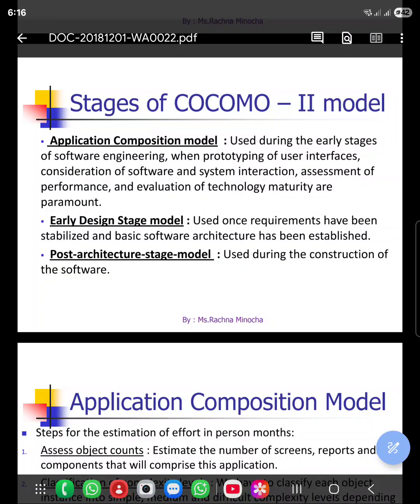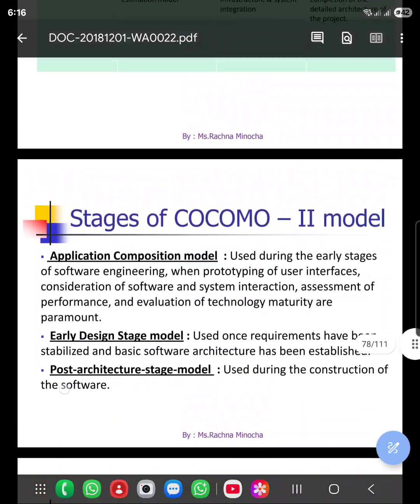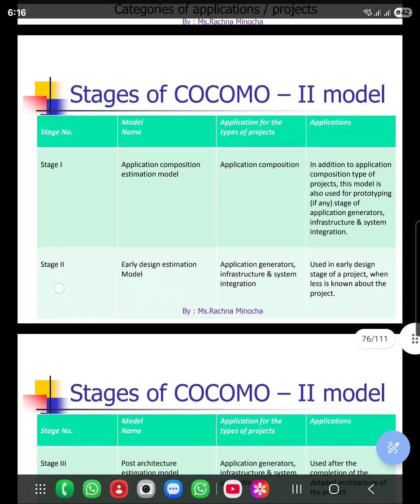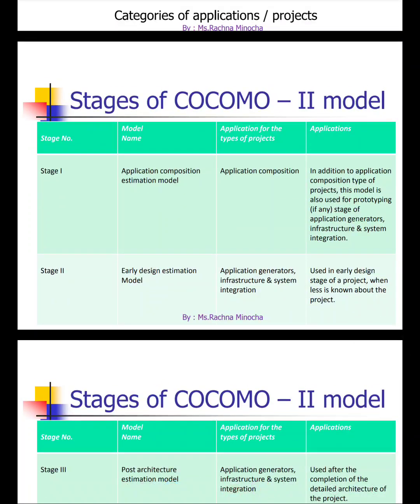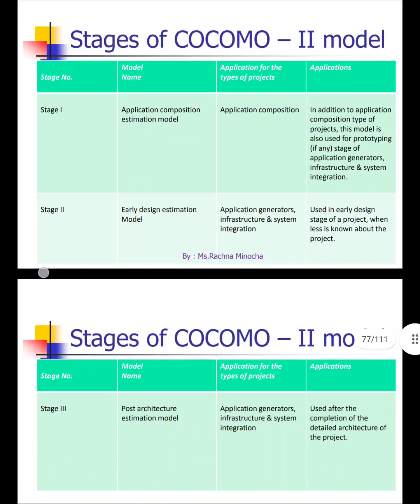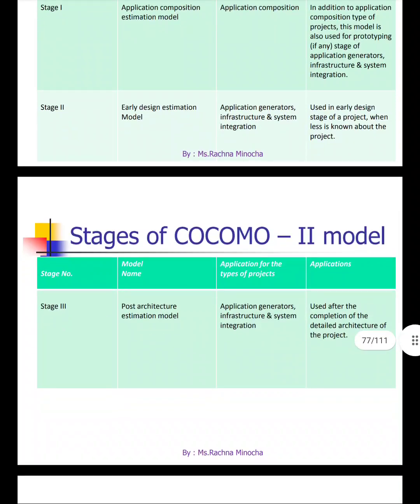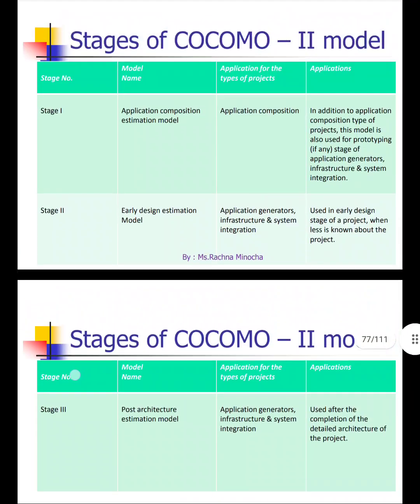Today we'll discuss a numerical problem of COCOMO II. COCOMO stands for Constructive Cost Model, and COCOMO II has three stages. The first stage is the Application Composition Estimation Model. The second stage is the Early Design Estimation Model, and the third stage is the Post Architecture Estimation Model.